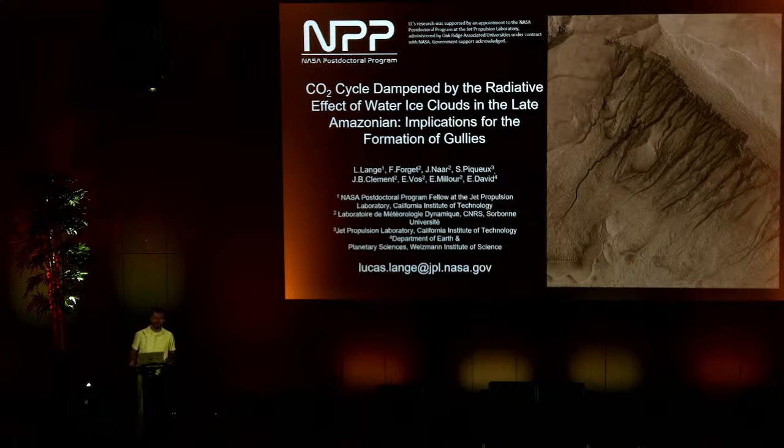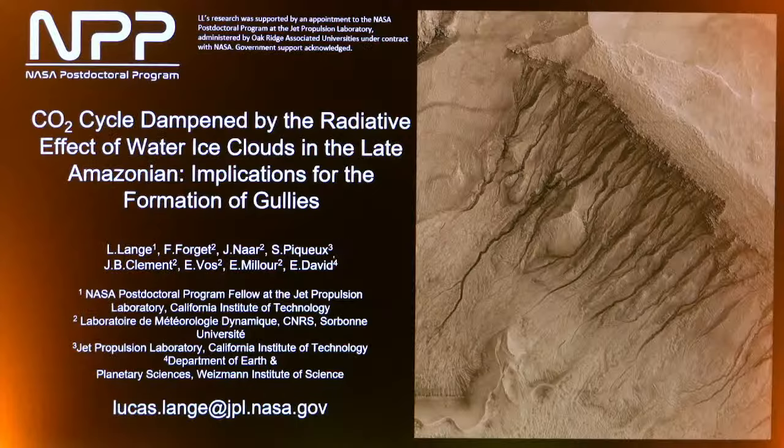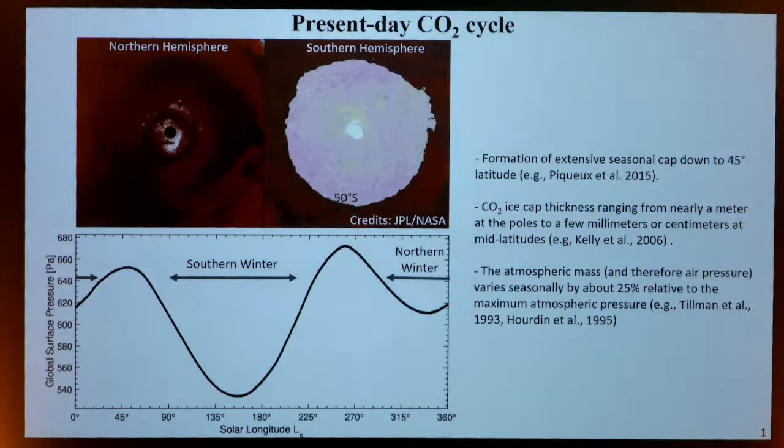So hello everyone. This afternoon I want to talk about the CO2 cycle and the recent evolution of the CO2 cycle. We have discussed a lot on the effect of radiatively active clouds on the formation of water ice on the surface and so on. And today I'm going to show that it has a strong effect on the past CO2 cycle. So it's after lunch. Let's start slowly with the basics.